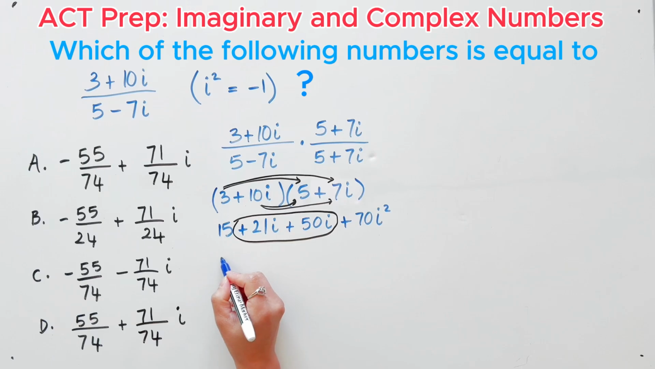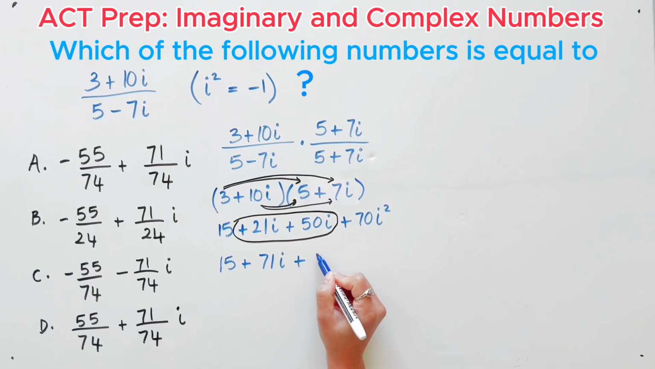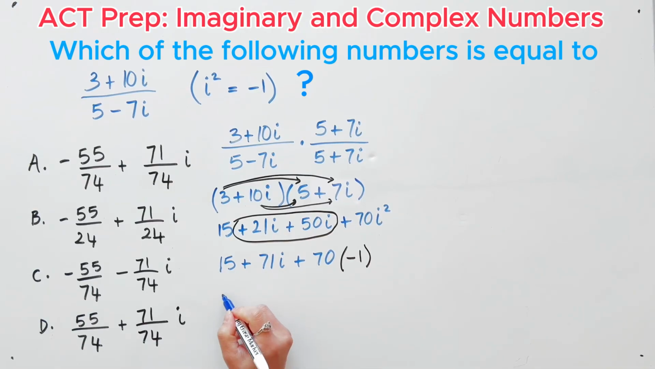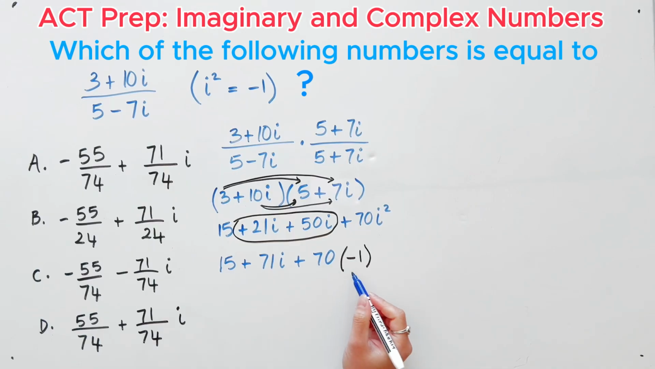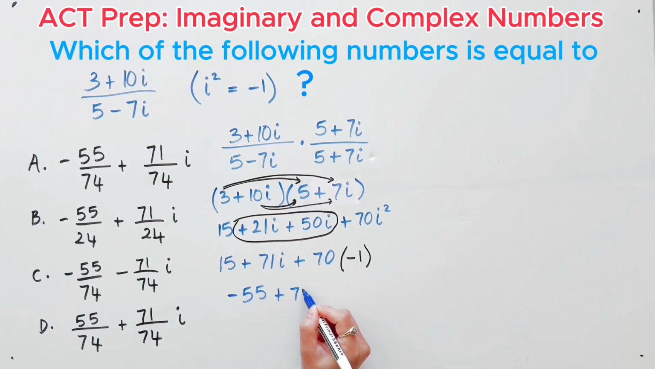Okay, so we have 15 plus 71i plus 70 times -1. So we have 15 and -70 is -55 plus 71i. Now let's simplify the denominator.